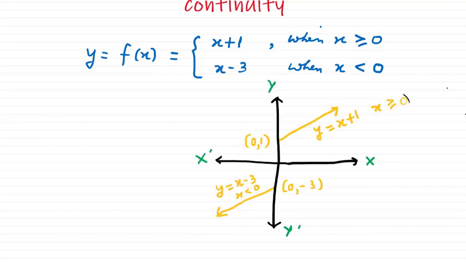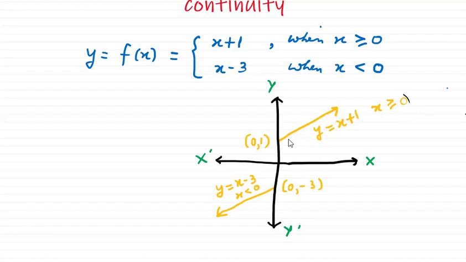When the values of x are greater than or equal to 0, this will be the graph y equals x plus 1. And if the values are less than 0, then your graph will be y equals x minus 3. Now we have to check whether it is continuous or not. You can see in this graph, if the values are greater than or equal to 0, then this is the function, and there is no gap or interruption in this line.